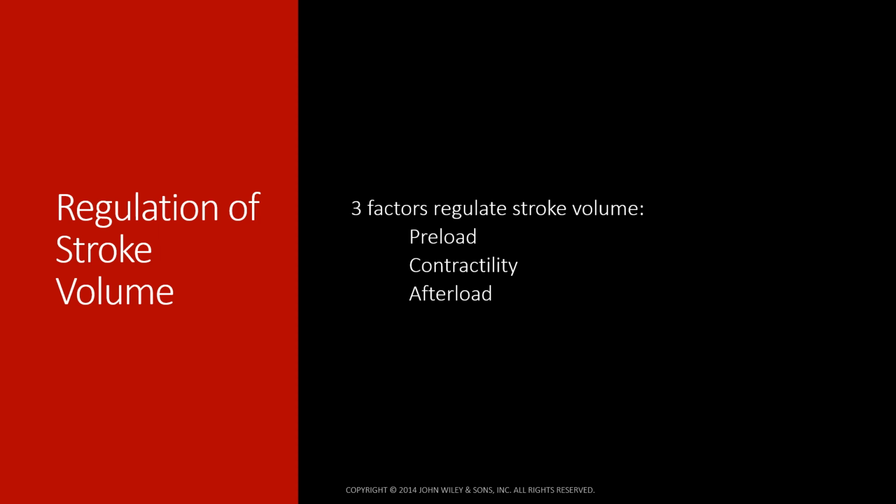Now, a healthy heart will pump out the blood that entered its chambers during a previous diastole. So in other words, if more blood is going to return to the heart during diastole, then more blood is going to be ejected during the following systole. There are 3 factors that regulate stroke volume and that really are going to ensure that the left and right ventricles are going to pump equal volumes of blood.